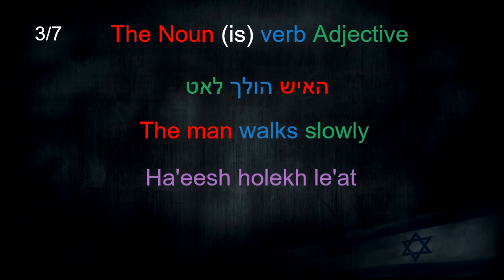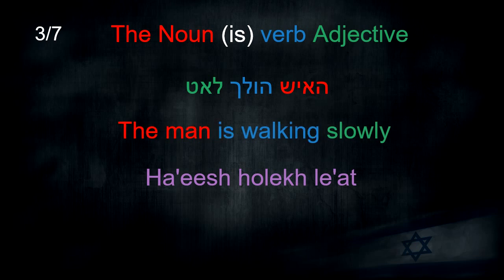Another example. The man walks slowly, or the man is walking slowly. In Hebrew, we'll say האיש הולך לאט. האיש, the man, הולך, walks, לאט, slowly. The adverb comes after the verb that it describes, like in English.